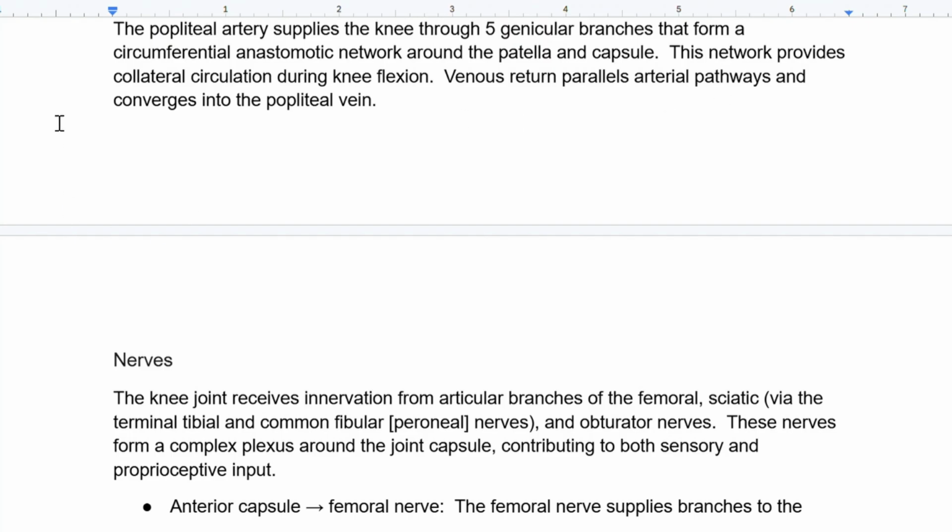So that form a circumferential anastomotic network around the patella and capsule. This network provides collateral circulation during knee flexion. Venous return parallels arterial pathways and converges into the popliteal vein.